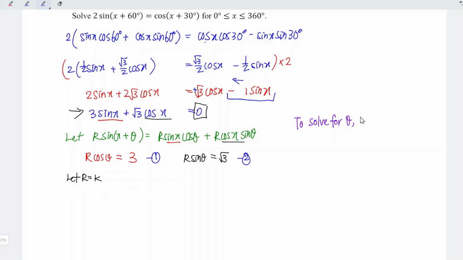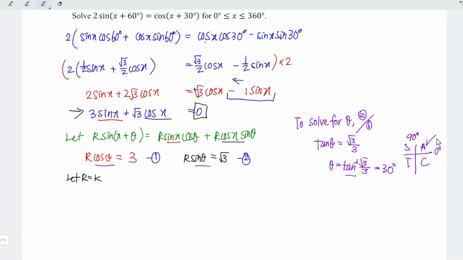To solve for theta, we take the second equation divided by the first equation, which means that tangent theta is equal to √3 divided by 3, which implies that theta is equal to arctangent √3/3, which is equal to 30 degree. We recall the rule "All Science Teachers Crazy" to obtain positive ratios for cos, sine as well as tangent, which means that theta must be within 0 degree to 90 degree, which is the first quadrant. As we can see, 30 degree falls within the first quadrant, so we can accept this value.